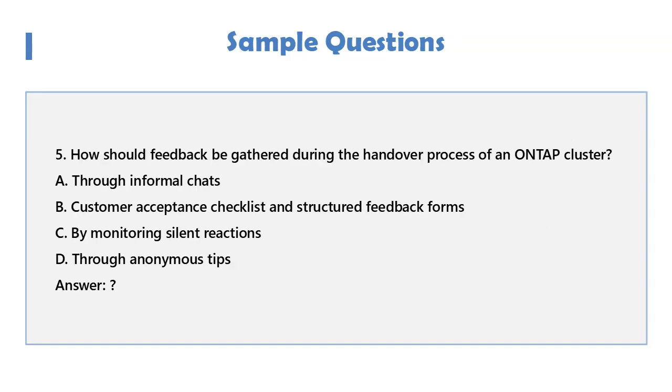5. How should feedback be gathered during the handover process of an ONTAP cluster? A. Through informal chats. B. Customer acceptance checklist and structured feedback forms. C. By monitoring silent reactions. D. Through anonymous tips.